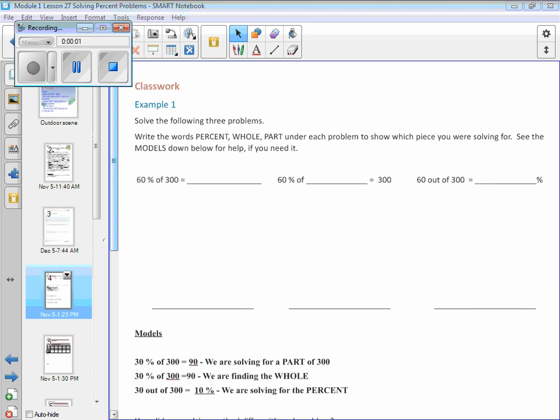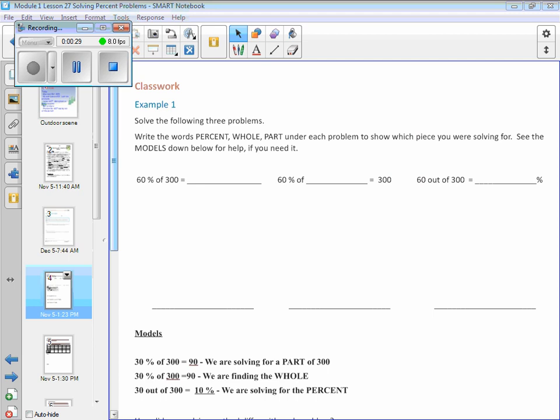All right, so more practice trying to identify percent, part, and whole. If we take a look at this first problem, it says 60% of 300. Let me just put some real context into what that's asking. Make believe there's 300 kids in an auditorium, and I'm taking 60% of them out of the auditorium and bringing them to the gym. That's kind of what this means, 60% of a whole number.